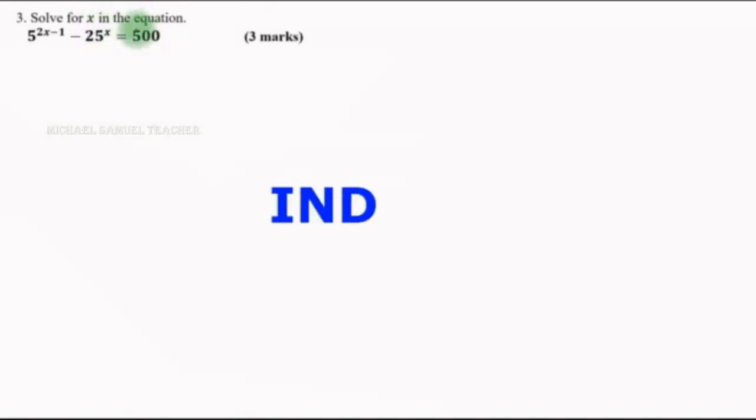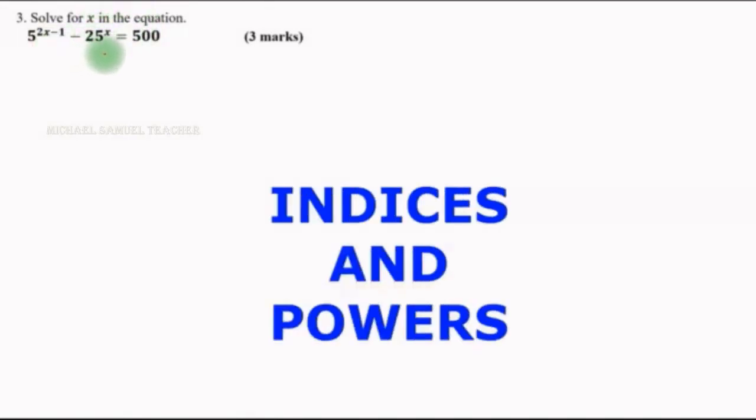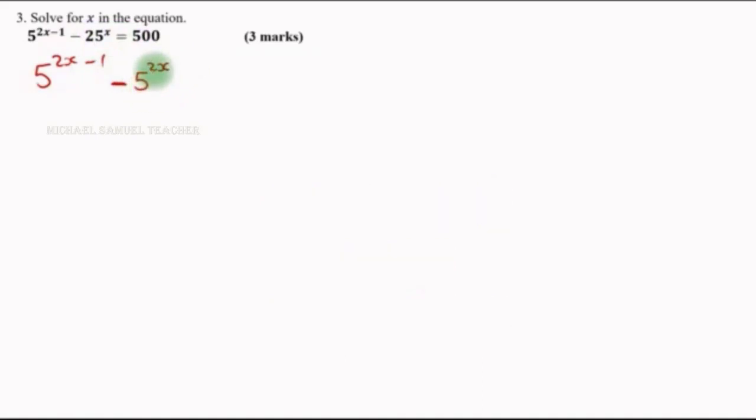Question 3, solve for X in the equation. So the first thing we need to remember about powers and indices, which is very, very important. So this can also be written as 5 raised to 2x minus 1, minus 25 is the same as 5 squared times x. So 5 raised to 2x will be equal to 500. Considering the laws of indices, this would be the same as 5 raised to 2x over 5 raised to 1, can also be written like that, minus 5 raised to 2x is equal to 500.